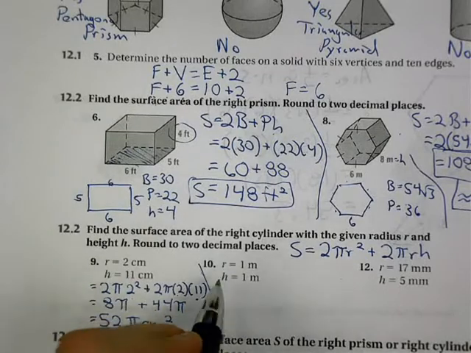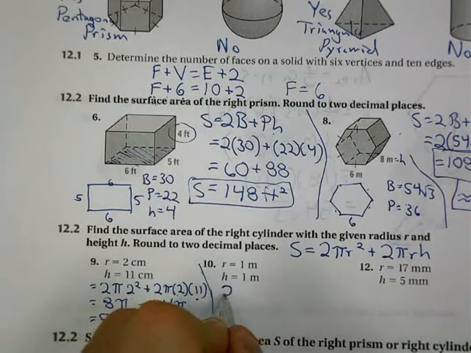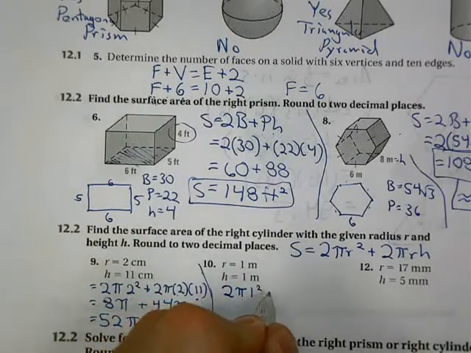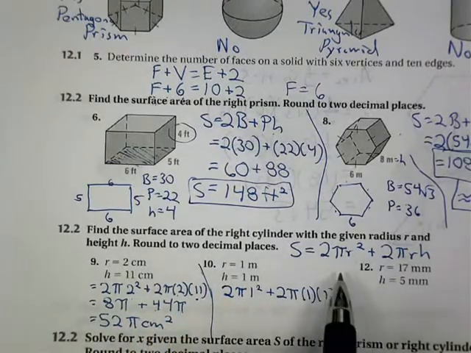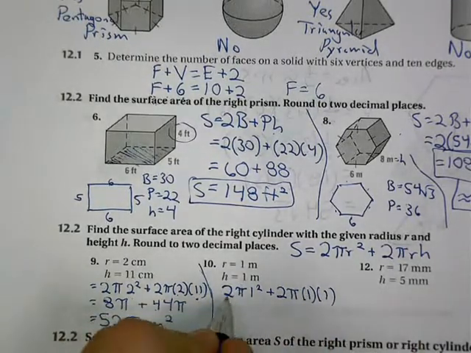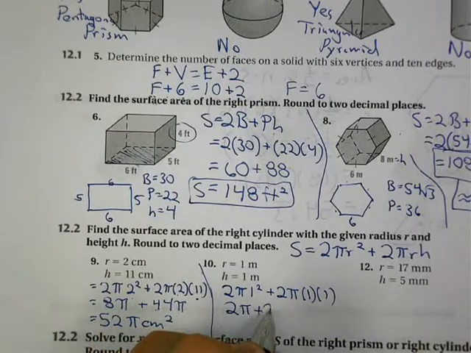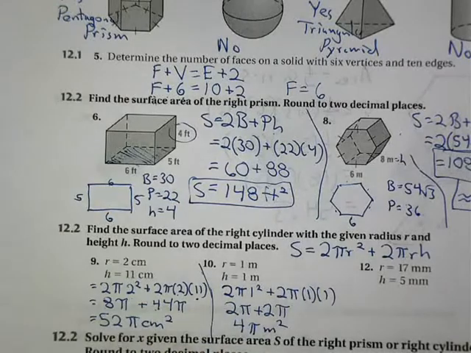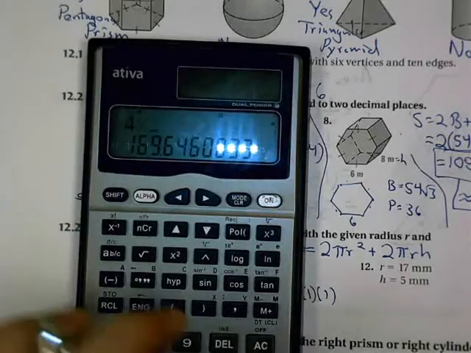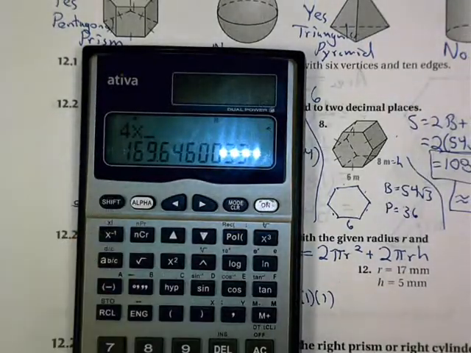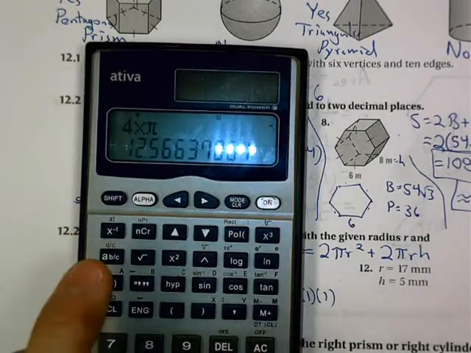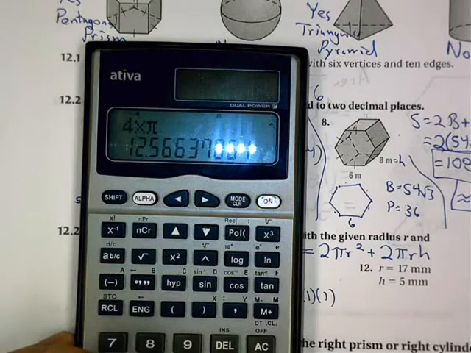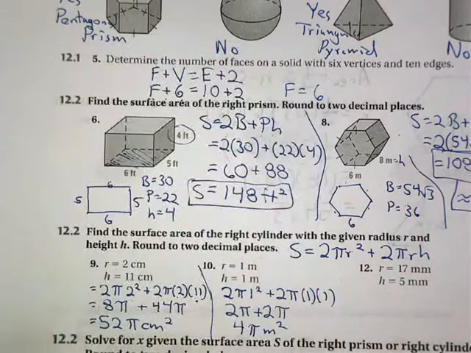Okay, number 10, it's going to be 2 pi times 1 squared plus 2 pi times 1 times 1, and that's with radius 1, height 1. 2 pi plus 2 pi gives me 4 pi meters squared, and again you could then take 4 times pi and get that's about 12.57 as a decimal.